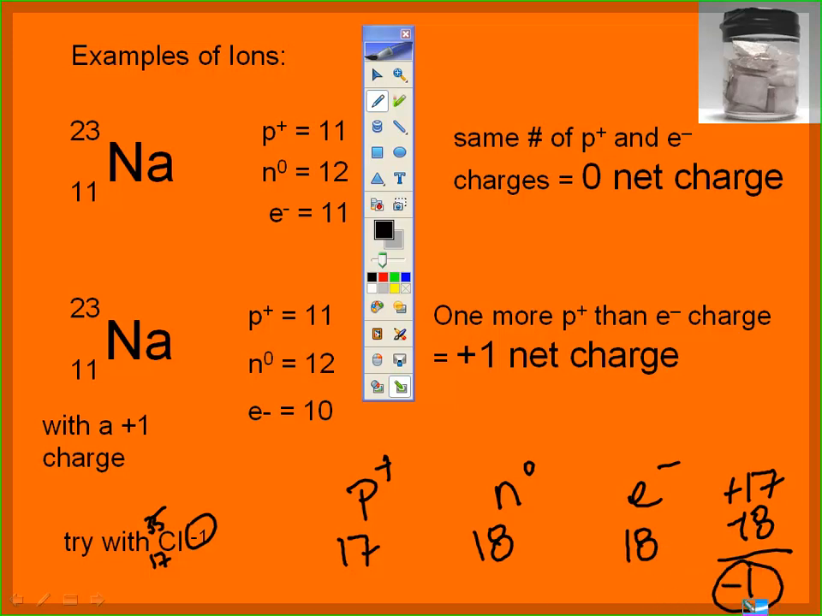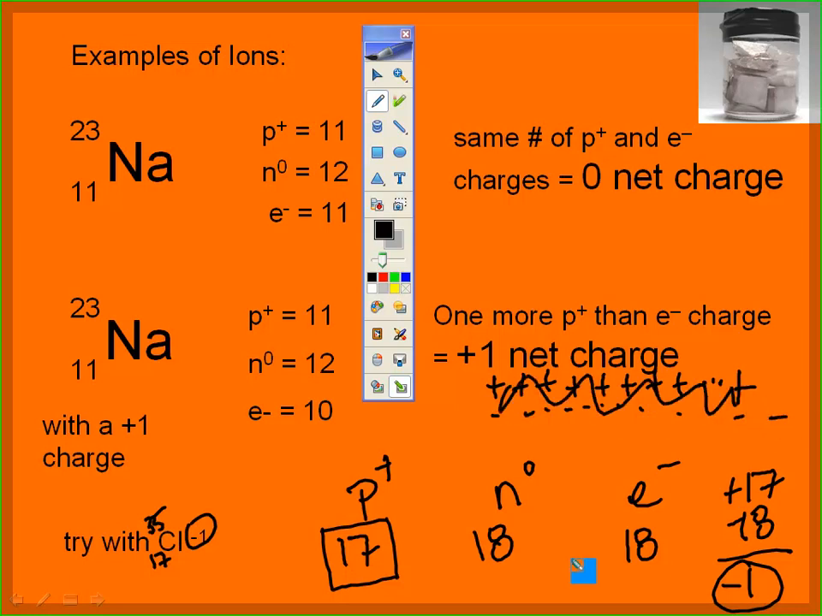So this would be an anion with a -1 charge. One more electron than proton. Remember, I can't mess with the protons. That would change the fact that it's chlorine. But if I put one more electron on there, now I've got a surplus of negative charge. If we were to draw out our plus signs, we'd have 17 of those. We'd have a negative for each one, and they would all cancel, except we'd have one negative all by itself at the end.